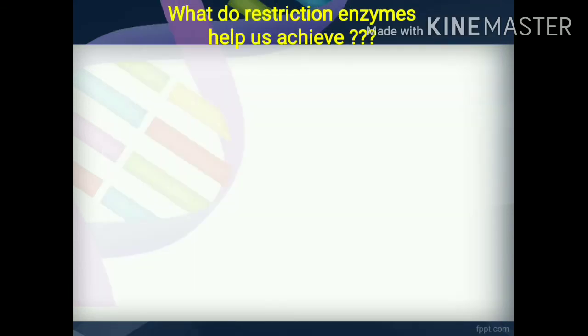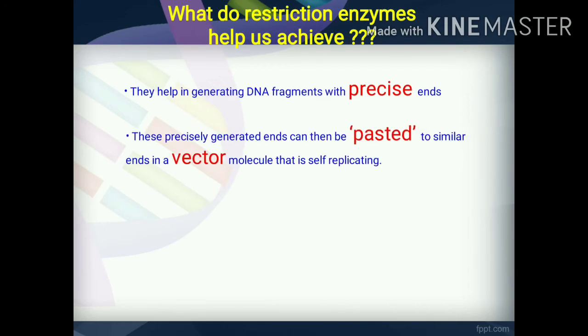What do restriction enzymes help us to achieve? They help in generating DNA fragments with precise ends. These precisely generated ends can then be pasted to similar ends in a vector molecule that is self-replicating.